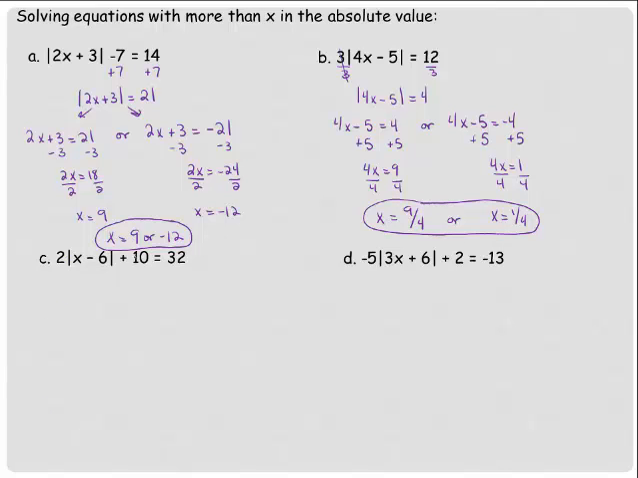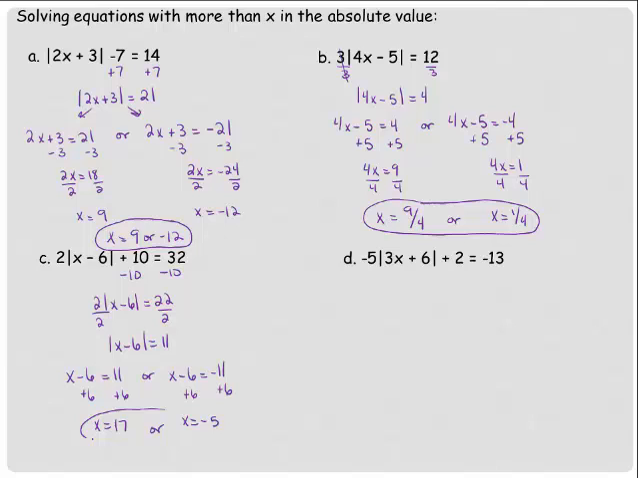Here I have both multiplication and addition, so I subtract 10 first. Then divide by 2. Then split. Add 6 to both sides, I get x is 17. Add 6 to both sides, I get x is negative 5. And I combine my answers.